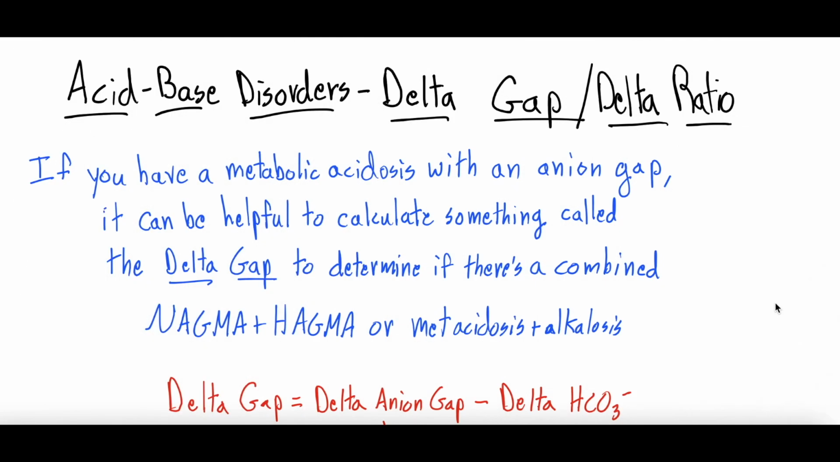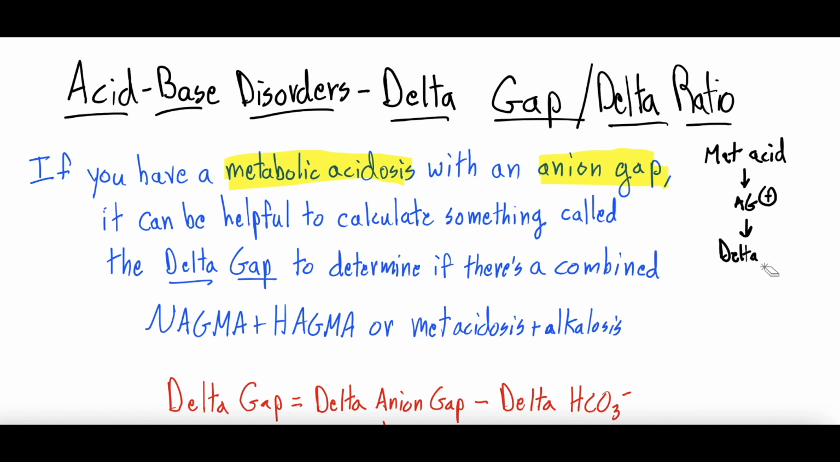All right, delta gap, delta ratio. This comes in handy if you have a metabolic acidosis with an anion gap. As we talked about in the last video, if you have a metabolic acidosis, the next thing you want to do is calculate if there is an anion gap. If there is an anion gap, then what you want to do is the delta gap or the delta ratio.